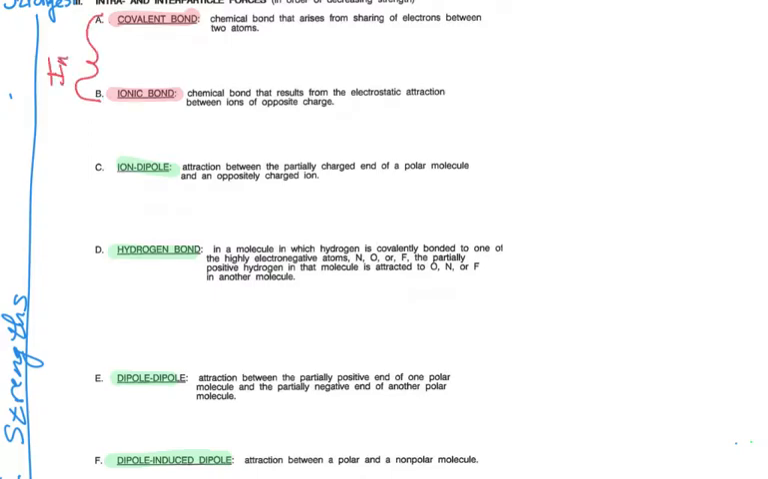So the intraparticle ones are the ones you already know. Those are your covalent bonds and your ionic bonds. How do you know if something's covalent or ionic? Well, let's look into that next. The ones that are interparticle are the lower ones. So the ion-dipole, the hydrogen bond, the dipole-dipole, the dipole-induced dipole, and the London forces. Those are all interparticle. That means that they're between 2 separate particles, whereas the intraparticle ones were within a single compound. So let's focus on the covalent and ionic bond first.